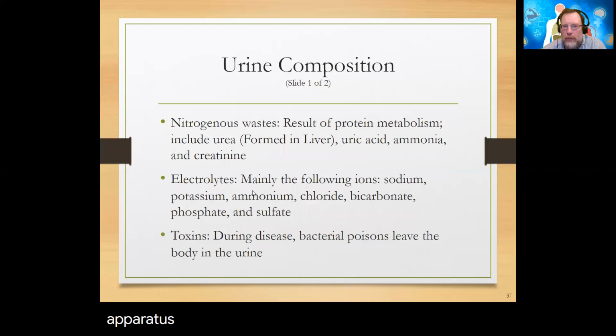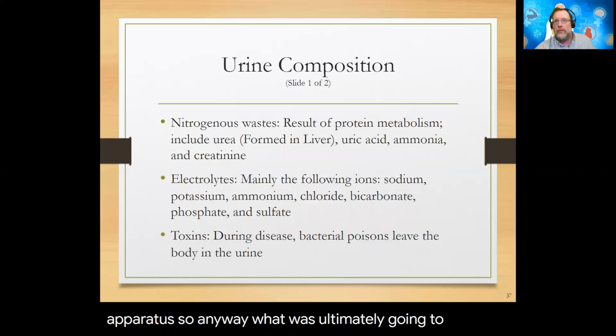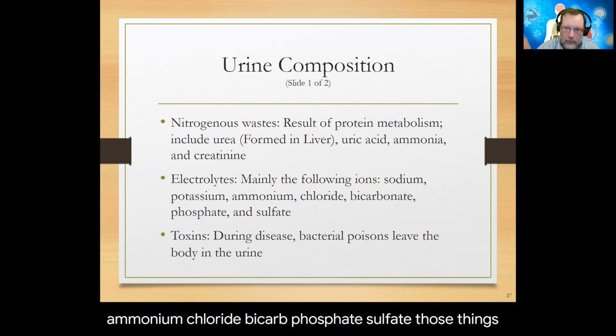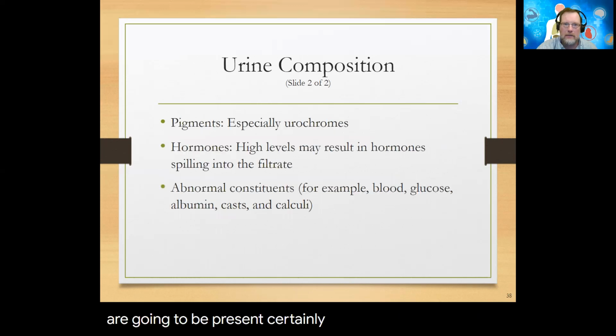So again, going back to the efferent vasodilation or vasomotor responses, the juxtaglomerular apparatus. So anyway, what's ultimately going to be in your urine? Now that we've filtered, we've reabsorbed, we've secreted, what's left? What's going to come out? Well, primarily nitrogen. Well, there's water, of course, but nitrogenous waste, which comes from protein metabolism, comes in the form of uric acid, urea, ammonia, creatinine. We're going to lose some electrolytes: sodium, potassium, ammonium, chloride, bicarb, phosphate, sulfate. Those things are going to be present. Certainly toxins are going to be in the urine.